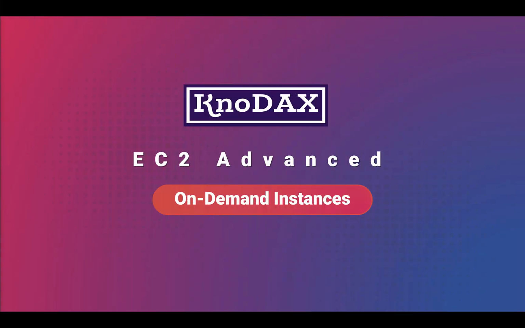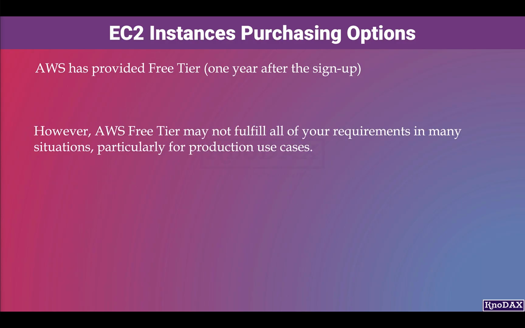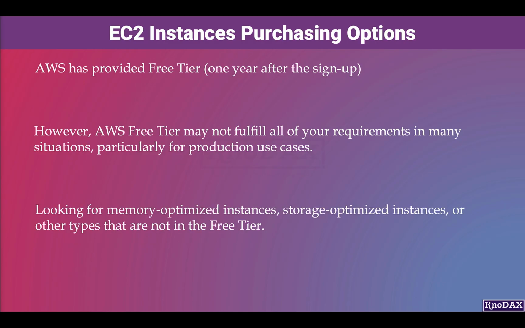Welcome back. Amazon Web Services has provided the free tier option, which can be used for launching EC2 instances. However, AWS free tier may not fulfill all of your requirements in many situations, particularly for production use cases. For example, if you were looking for memory-optimized instances, storage-optimized instances, or other types that are not in the free tier. In that case, you will need to look for purchasing EC2 instances.